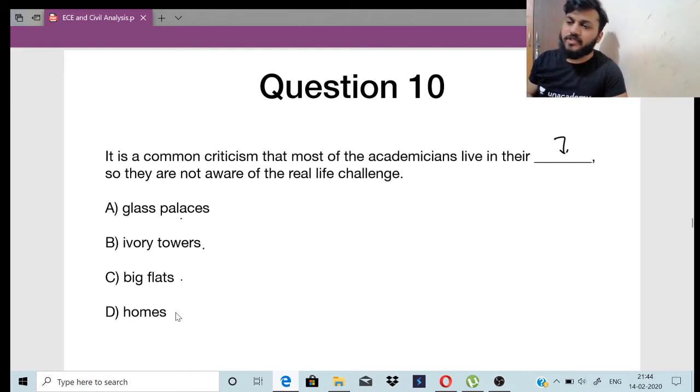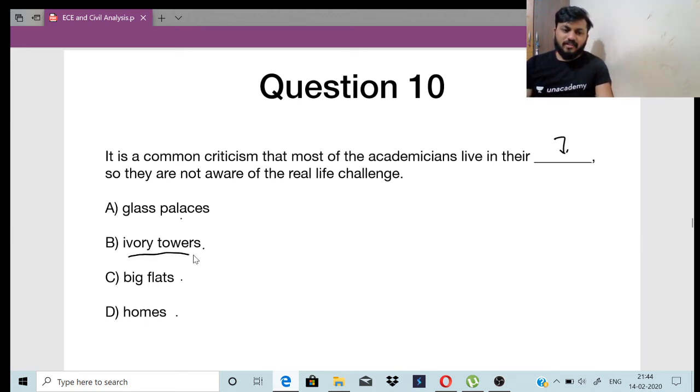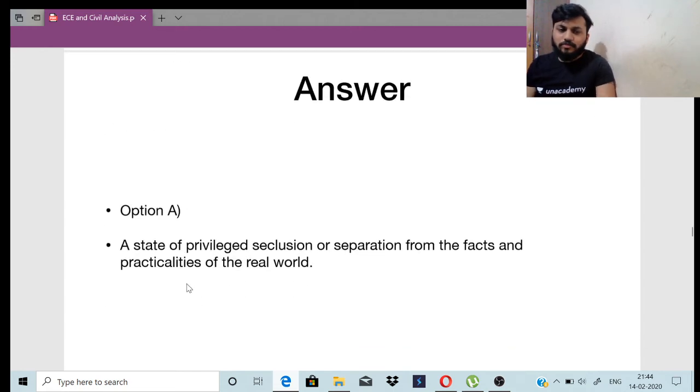Yes, it is option B. Ivory towers. What is the meaning of ivory towers? Do you guys know what ivory is? The two teeth of an elephant. The white-colored tusk of the elephant is called ivory. So what does that mean? It is a state of privileged seclusion or separation from the facts and practicalities of the real world.